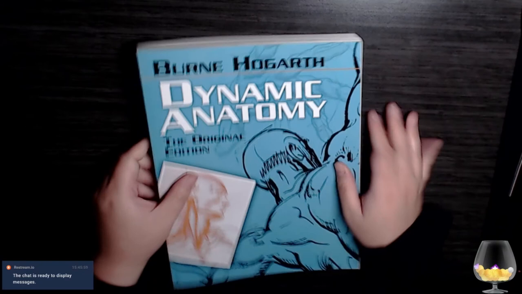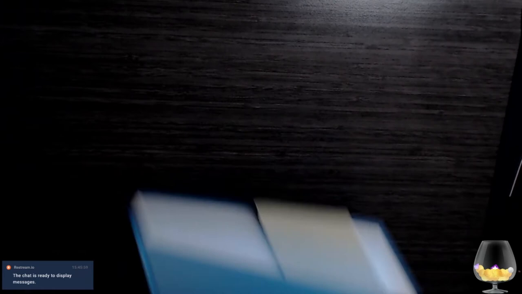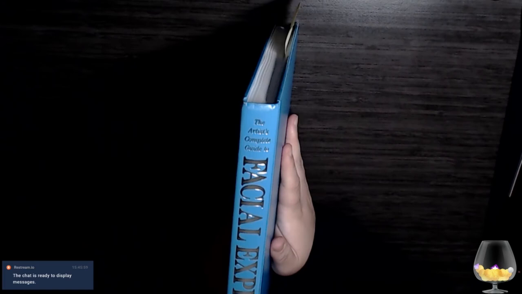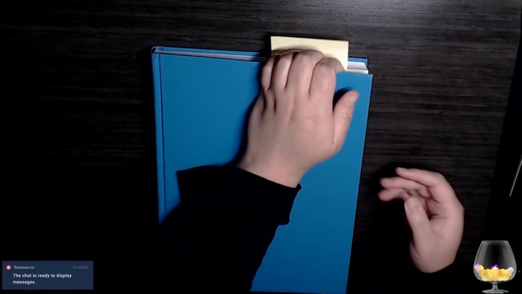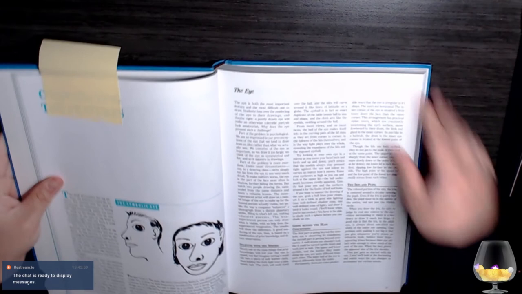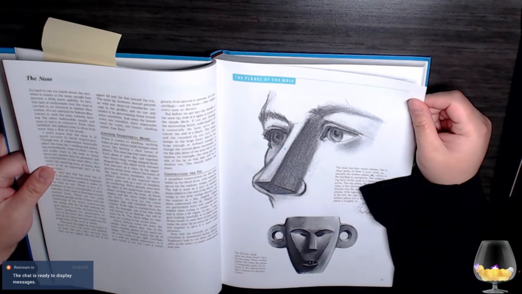This is Burne Hogarth, Dynamic Anatomy, the original edition. Okay, last book. I don't have a cover on this because it kept bending and tearing, but this is, there we go. Can you read that? Okay, The Artist's Complete Guide to Facial Expressions by Gary Faigin. So, this is sort of like the Anatomy of Expressions book, so I'm not sure how much detail I'm going to go over in it, because a lot of it is kind of dependent on the movement of the object we're studying.